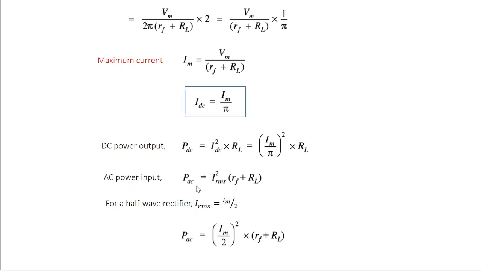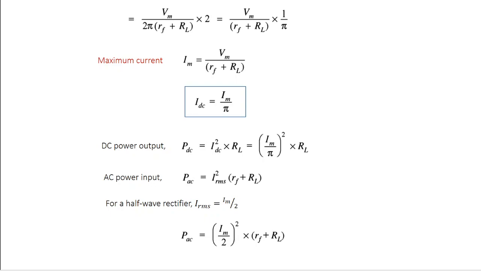So the AC power, PAC, is going to be IRMS square multiplied by the resistance. So the input signal is given to both the diode as well as the load. So the total resistance is going to be RF plus RL. So PAC is IRMS square into RF plus RL. As I said, IRMS is I maximum divided by 2. So PAC is going to be Im by 2 whole square into RF plus RL.